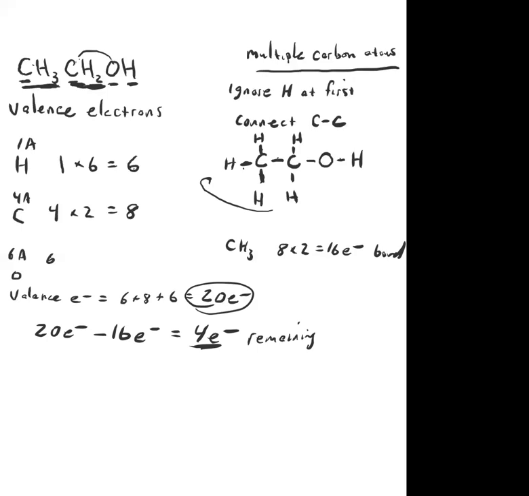So now, again, put them on the surrounding atom. But remember, hydrogen can only handle 2, so you're not going to put them on hydrogen. The only atom that's left is either carbon or oxygen, but the carbons already have 8. So you're not going to put them on the carbons. You got to put them on the oxygen. So 4 electrons, there's 2. There's another 2, there's 4, and your Lewis structure is done.